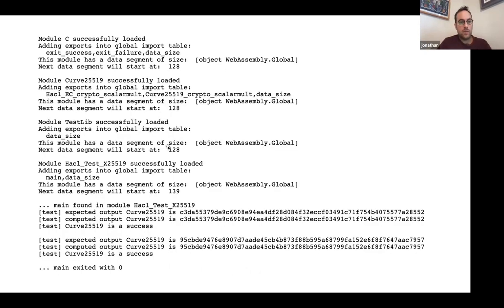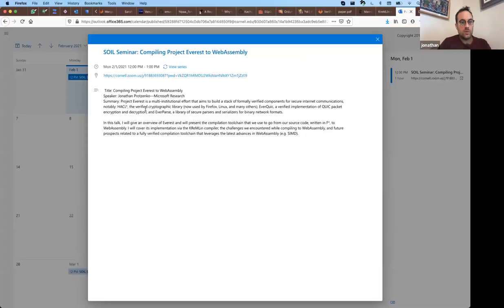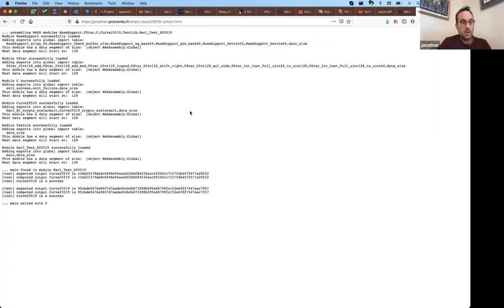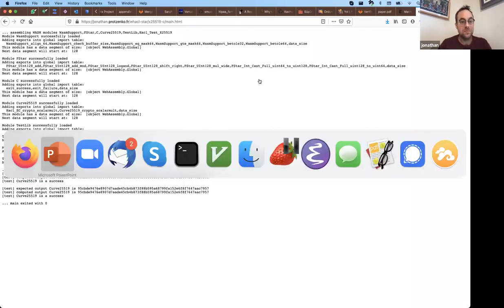So I think I have a demo just to convince you that it's real. Yes, so this is a test from curve25519 that is compiled into the browser, and it says success. So basically it's just to show you that it exists.